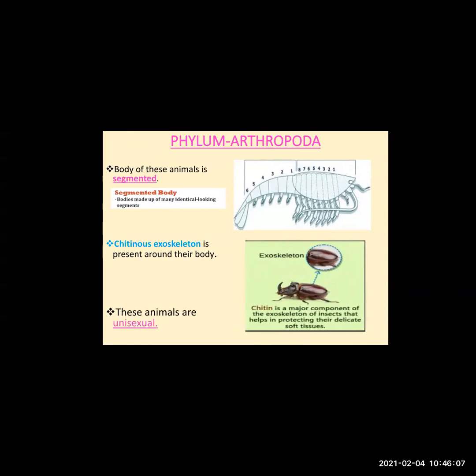Now, when we talk about chitin, it is the component of its exoskeleton. What is chitin? Chitin is a long chain polymer. It's a derivative of glucose, that is a polysaccharide, and it makes the exoskeleton very tough, very strong. So in a way, it protects. It is present around the body, so it protects the delicate soft tissues of the animals. So that is chitinous exoskeleton.